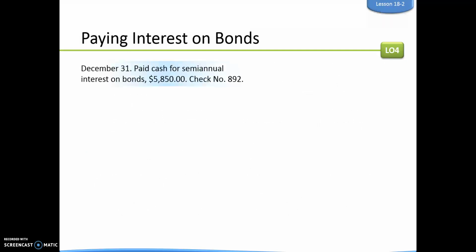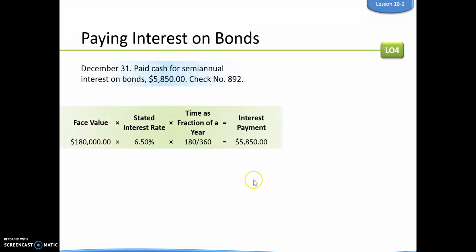So on December 31st, we paid cash for a semi-annual interest on bonds of $5,850. How we figured that is that we have our face value, that $180,000 in bonds. We had a 6.5% interest rate, and a fraction of the year. Remember, bonds are paid semi-annually. So remember that we refer to 360 instead of 365 days for the year. And then we have the 180, which is half of that. If you do that calculation, you wind up with your interest payment of $5,850.